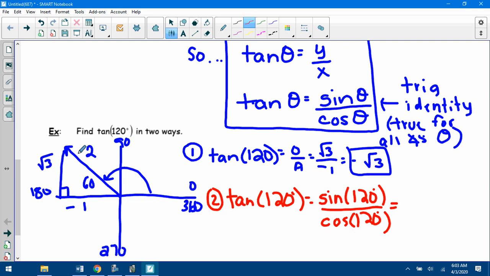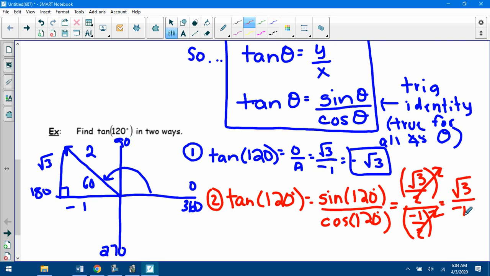Sine is opposite over hypotenuse, so the opposite is radical 3. The hypotenuse is 2. Over cosine of 120. Cosine's adjacent over hypotenuse, so adjacent's negative 1. Hypotenuse is 2. And you have a complex fraction. How do you deal with complex fractions? Multiply by the LCD, which would be 2. So I multiply this whole top by 2, this whole bottom by 2. Cancel, cancel. I have radical 3 over negative 1. And you can see I get the same thing, negative radical 3.